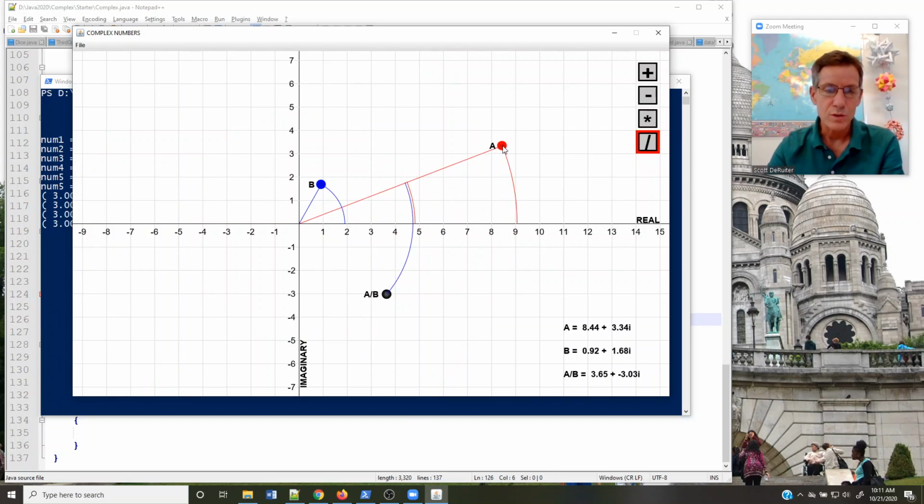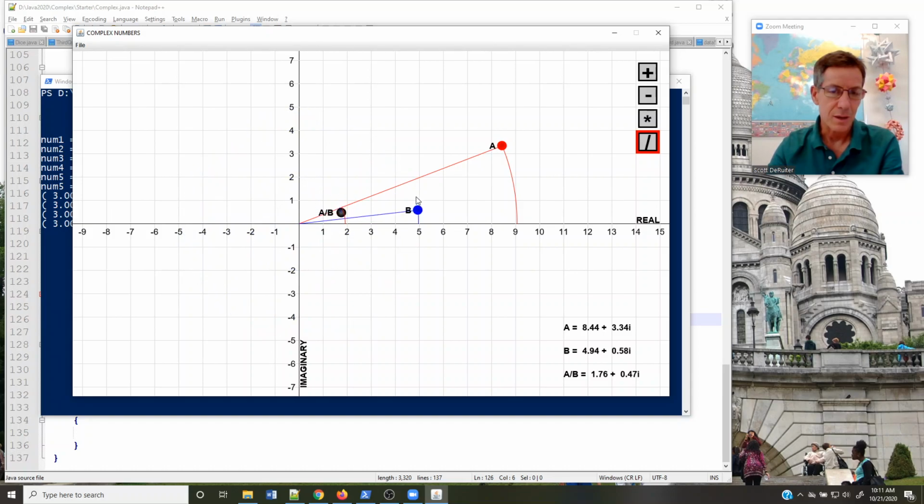And then as you rotate the B value, and again, I'm going to rotate in counterclockwise direction, it's going to rotate the result of A divided by B in clockwise direction, right? So in the other direction. So you should be able to see that that is happening if you've done it correctly.